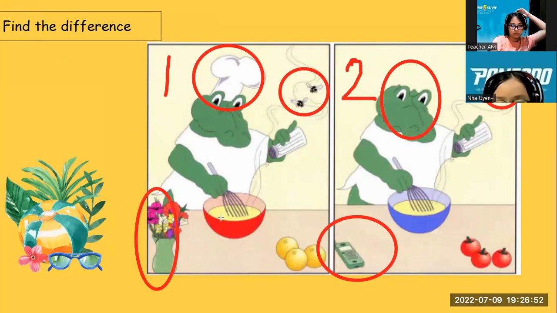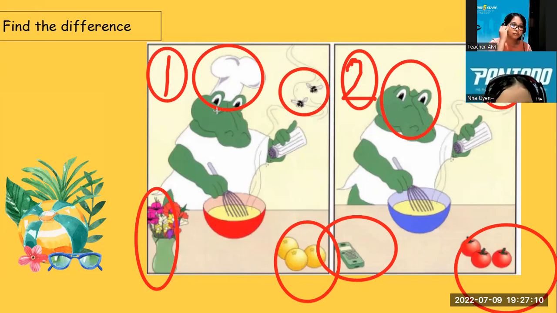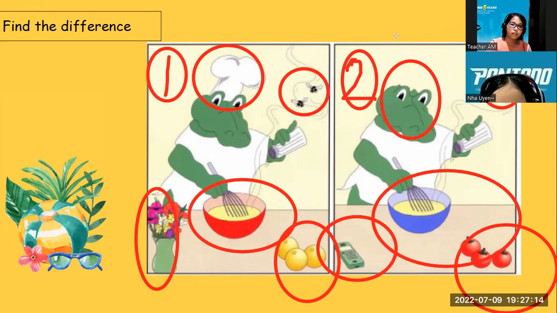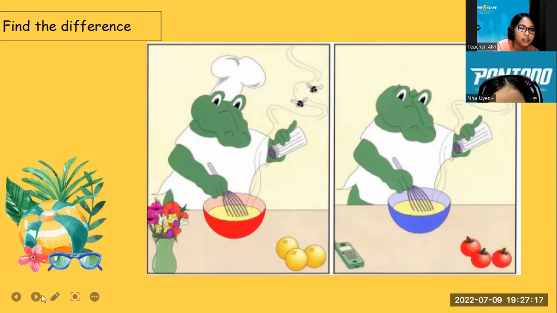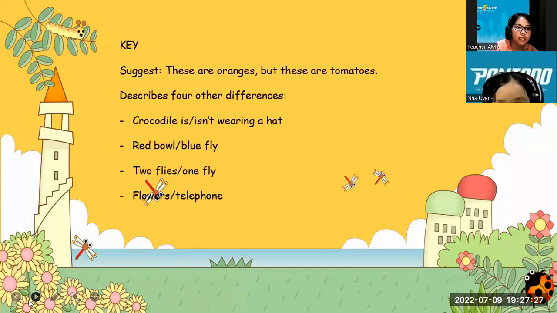In picture number one, the orange is on the table. But in picture number two, the tomatoes are on the table. In picture one, the bowl is red, but in picture number two, the bowl is blue. Okay, that's it. Very good because you were able to get the correct answers.